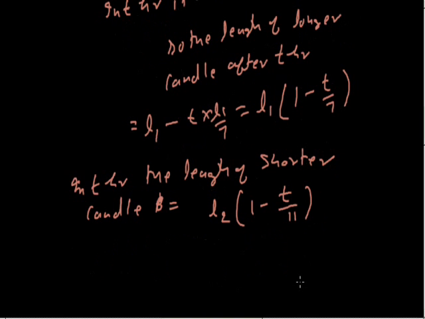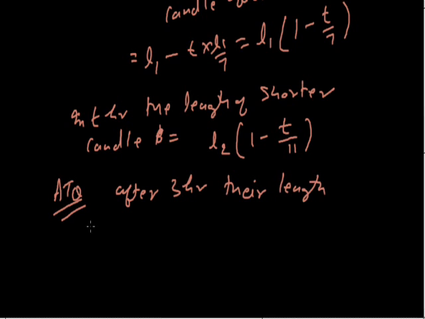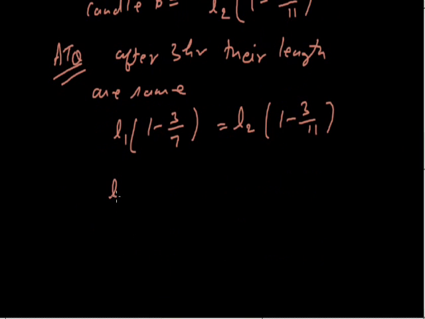Now according to the question, after 3 hours their length is the same. So after 3 hours, their length is L1 into (1 minus T by 7), for T we put T equals to 3, so 3 by 7, which should be equal to L2 into (1 minus 3 upon 11). L1 into (1 minus 3 by 7) is equal to 4 by 7. L2 into (1 minus 3 by 11) is equal to 8 by 11.